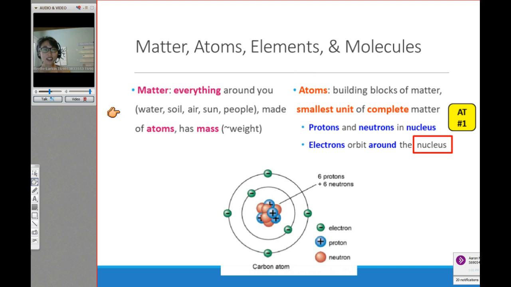So matter is literally everything around you. So it's anything that's made up of atoms, has mass. So tell me in the chat box, what is something that is currently around you that is matter? Tell me in the chat box.